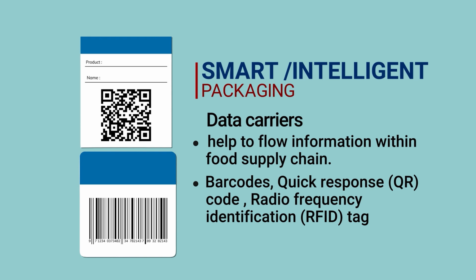For example, the barcode can give us the idea about the lot number, batch number, manufacturer's details, the expiry dates, etc., or the price of the products, etc. And the QR code can also help the consumer to get the instructions for the storage or cooking of the product. So all this information we can get from these data carriers.